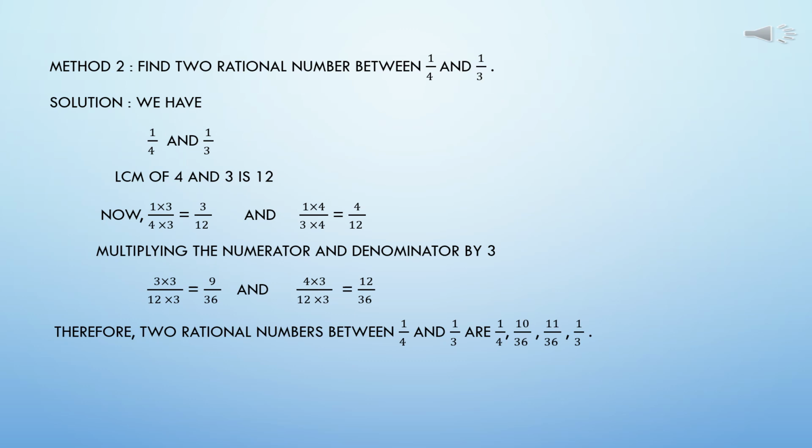Now it has formed as the previous question. For getting the two rational numbers between these two numbers, we have to multiply the numerator and denominator by 3, because here n equals 2, which represents how many rational numbers we have to find. So n plus 1 is equal to 2 plus 1 equals 3. Then after multiplication we get 9 upon 36 and 12 upon 36, between which the rational numbers are 10 upon 36 and 11 upon 36. Therefore, two rational numbers between 1 upon 4 and 1 upon 3 are 10 upon 36 and 11 upon 36.